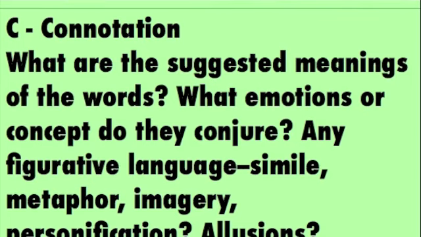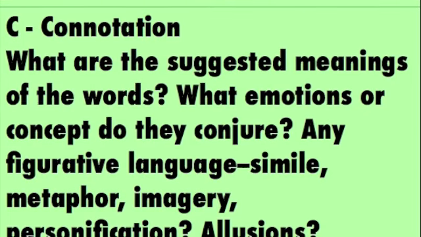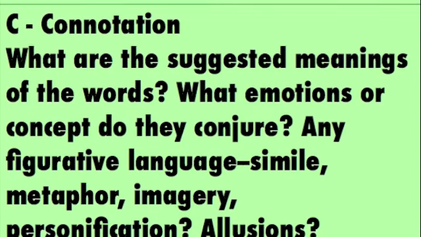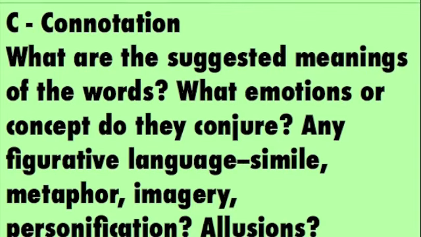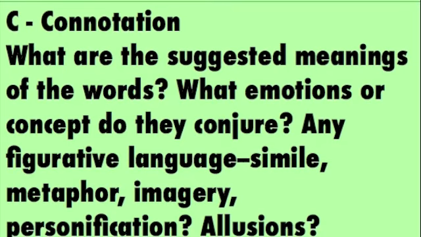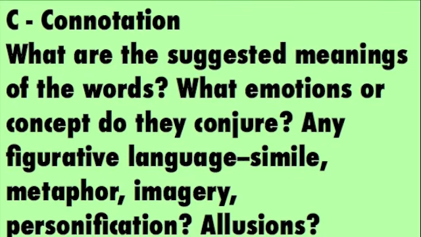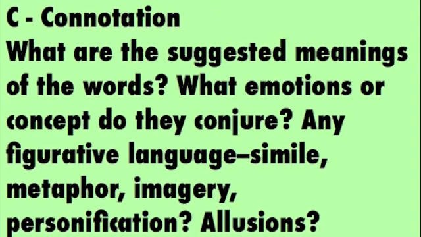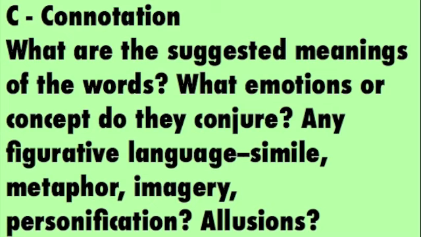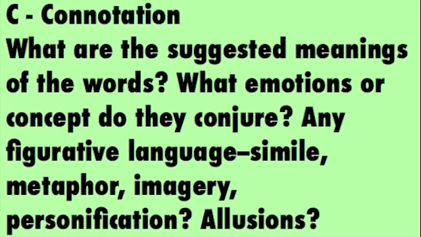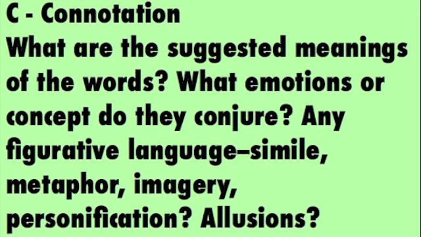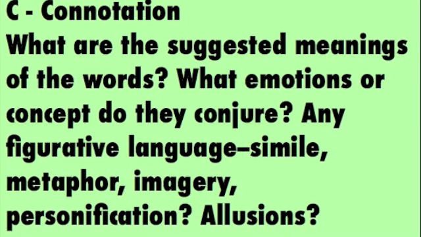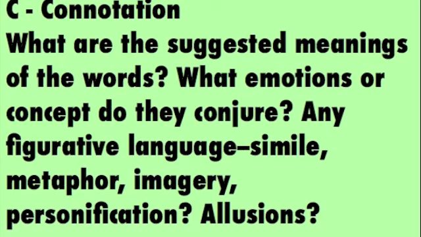After paraphrase, you'll want to move to connotation. Connotation asks what the suggested meanings are of the words, and this is where you deal with any figurative language, allusions, imagery, personification. Anything beyond the literal happens in connotation, and this section of your TPCast will be one of the longest sections. You want to make sure you make note of everything that you see. You won't use all of it to write a paper, but the more information you have under connotation, the more evidence you have to work with when it comes to the next several steps.